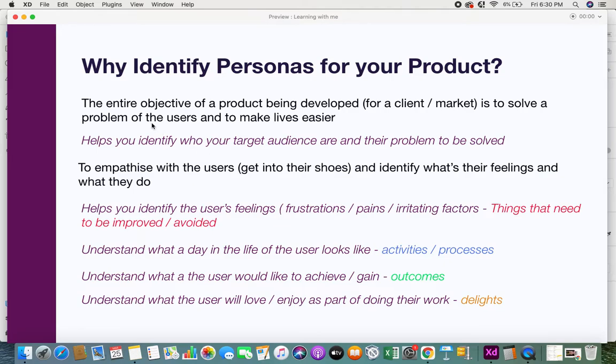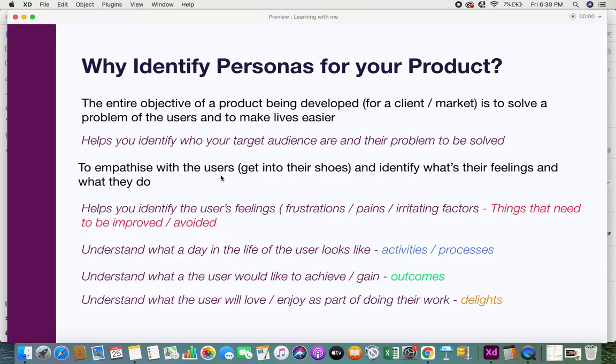They are having a problem, they have some difficulties, and we are trying to intervene and bring about a solution for them. So you need to know who are the people that you have to provide a solution to, and what is actually their problem. To understand that, you need to identify all the personas of your product. This helps you identify who your target audience is and the problem that you are solving.